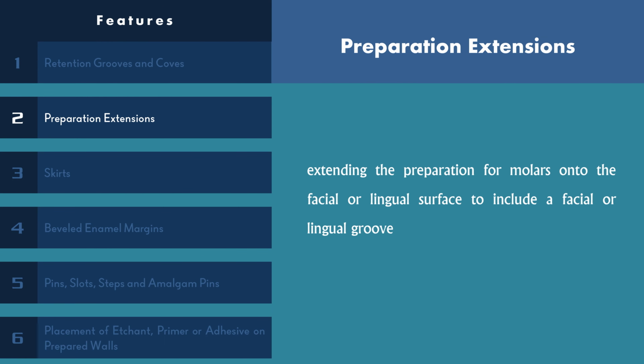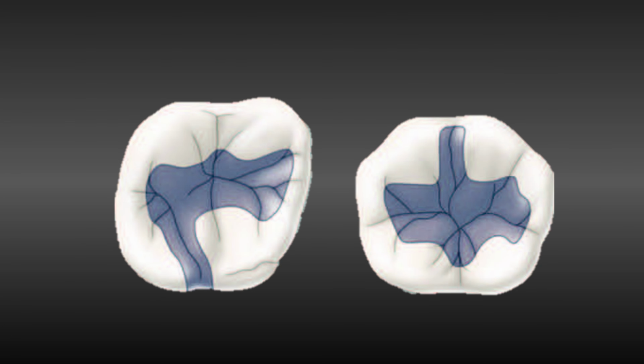The second is the preparation extension. The preparation extensions are extending the tooth preparations buccally or lingually into the buccal or the lingual developmental grooves, if they are carious. So we can see that these preparations are extended palatally and also buccally in these situations, in the maxillary and the mandibular molars. So this groove extension, extending to the surface, will enhance the retention and the resistance features.